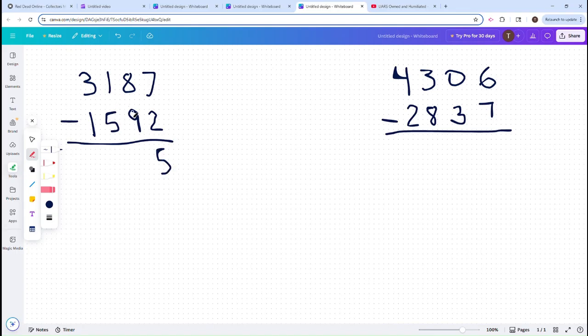But now, the problem is, can you take 9 things from 8 things? The answer, of course, is no. You cannot take 9 things from 8 things. So that's where borrowing comes in. As I said in the intro, there's a 2-step process for borrowing. Number 1, go to the left. You're going to go to the left and get 1.